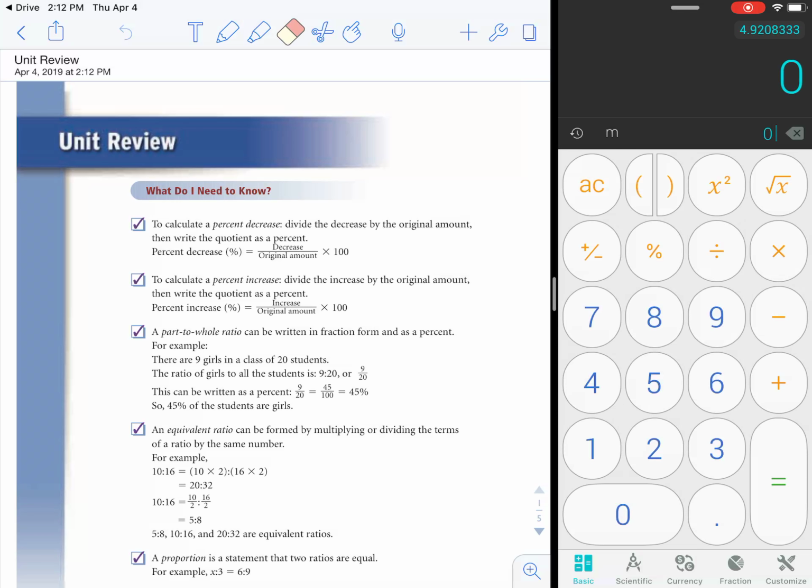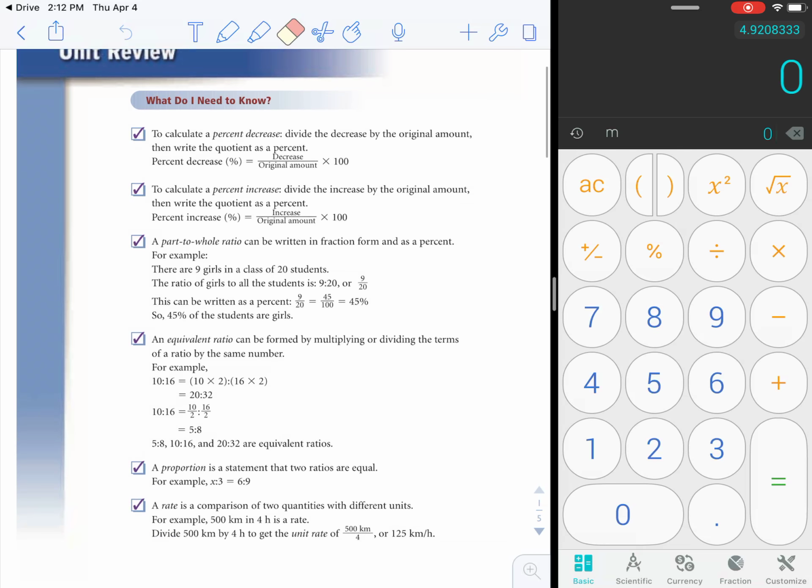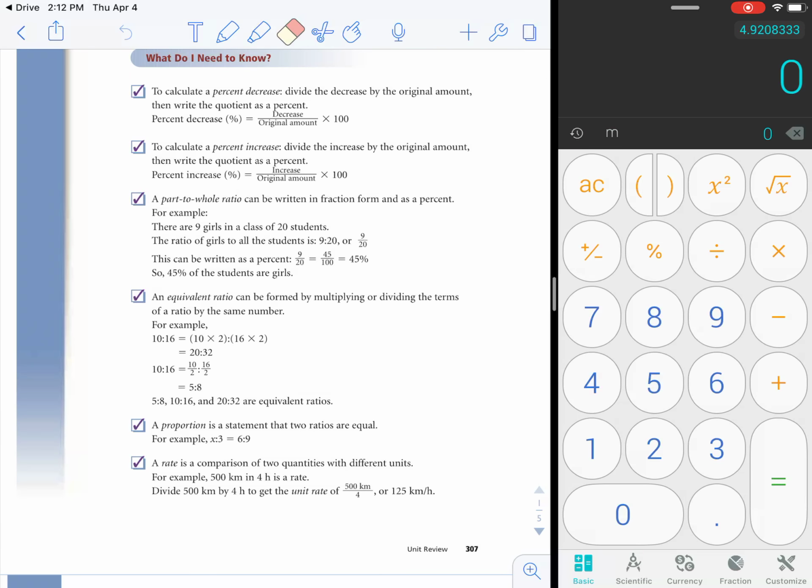This is the unit review. This first page has just a little synopsis of what you need to know how to do. So read through that, and then if you have questions in the homework, refer back to this page and it should help you set it up.